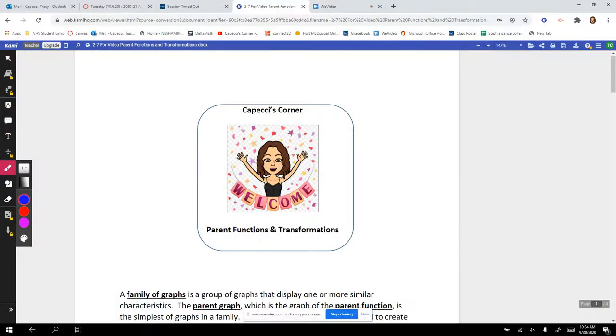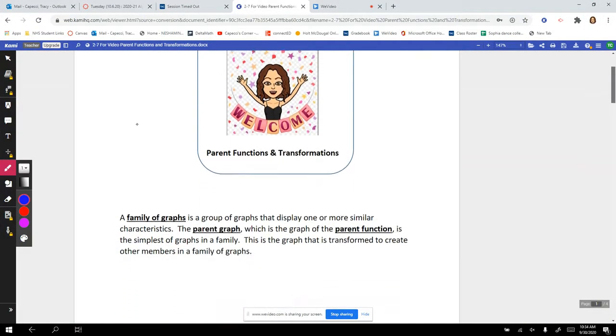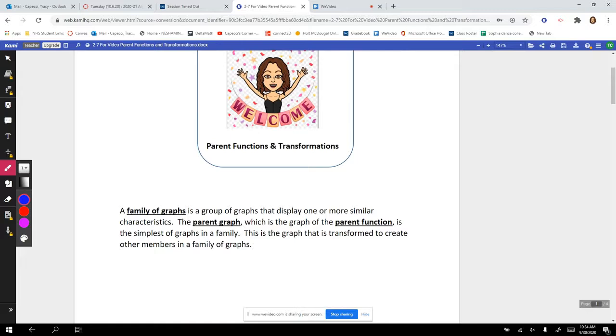Today on Capechi's Corner, we're going to look at parent functions and transformations. Now, a family of graphs is a group of graphs that display one or more similar characteristics. The parent graph, which is the graph of the parent function, is the simplest of graphs in a family. This is the graph that is transformed to create other graphs in a family of graphs.